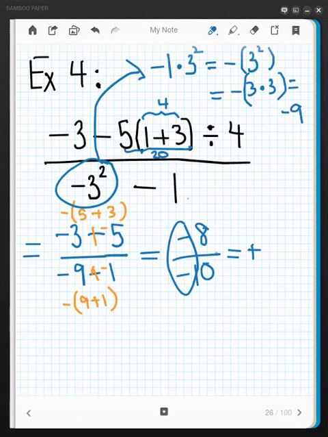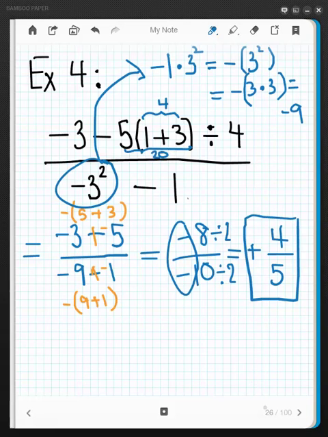And then 8 over 10, that needs to be reduced. So we are going to divide out the GCF. The GCF, of course, is 2. So 8 divided by 2 is 4, and 10 divided by 2 is 5. And our final answer is a positive 4/5.